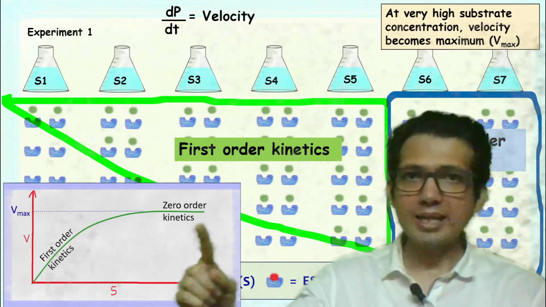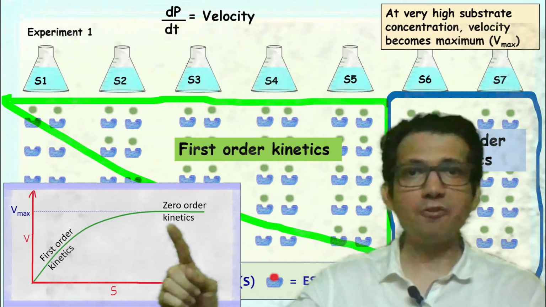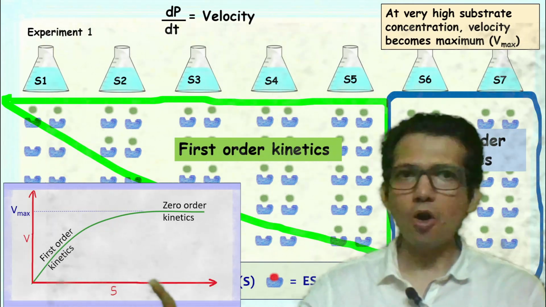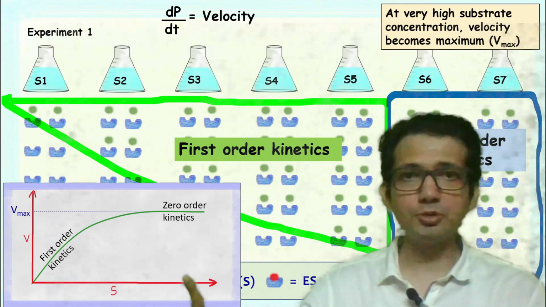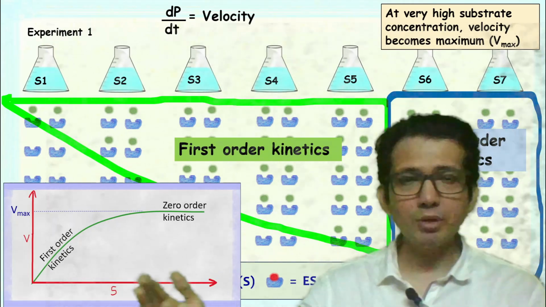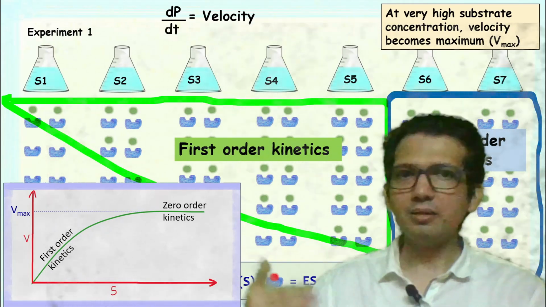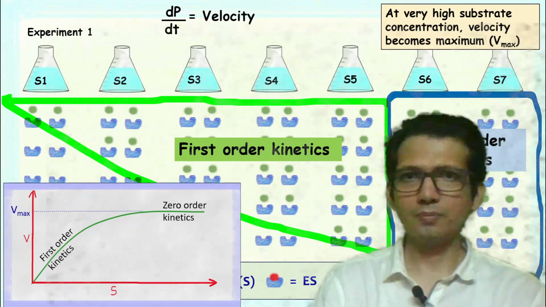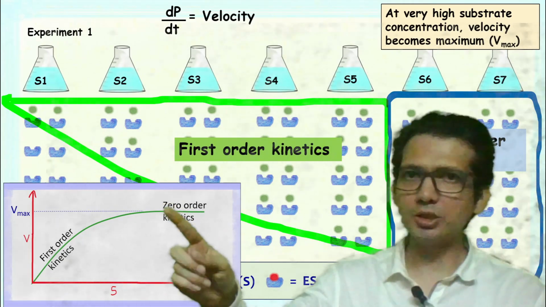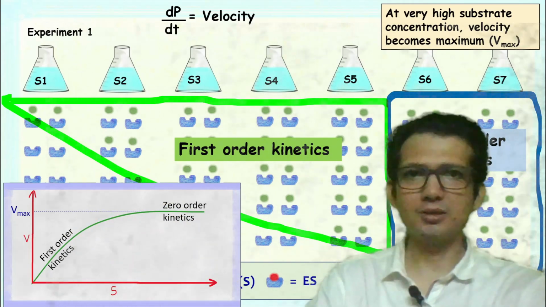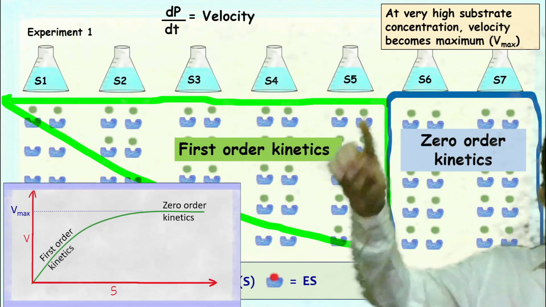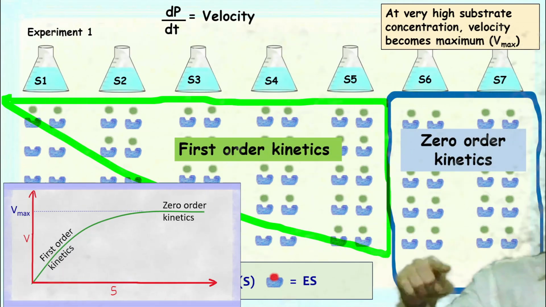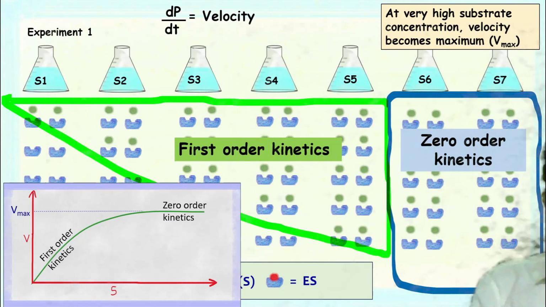The zero order kinetics can also be defined as the phenomenon in which the velocity of the reaction is no longer affected by increase in substrate concentration. You keep on increasing the substrate concentration, but there is no increase in velocity. So zero order kinetics is a situation where Vmax is reached. So this part is the zero order kinetics, which shows that with further increase in substrate, there is no increase in velocity.